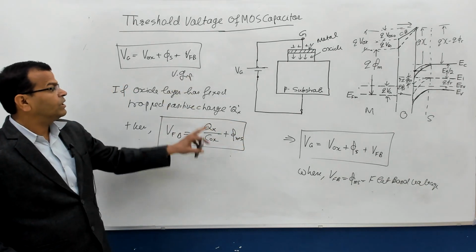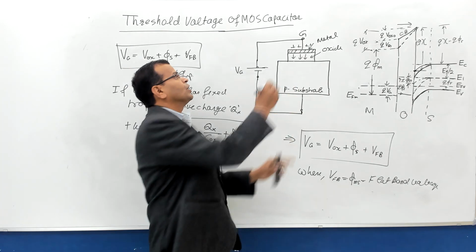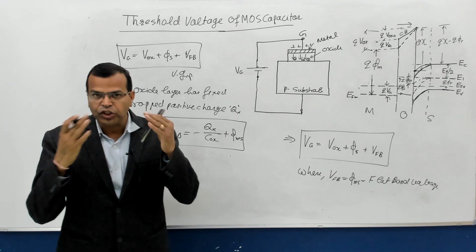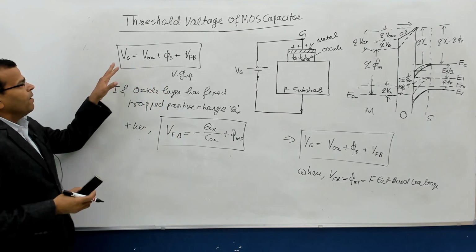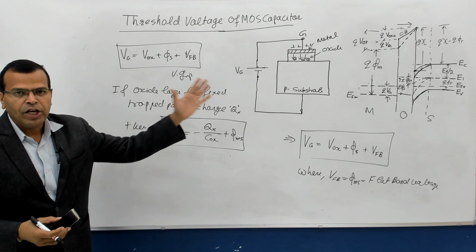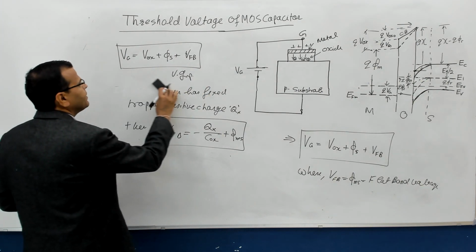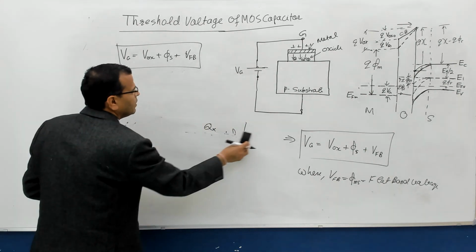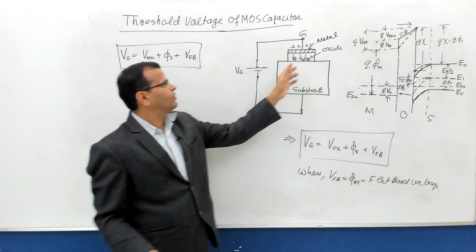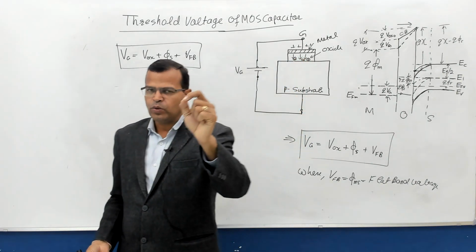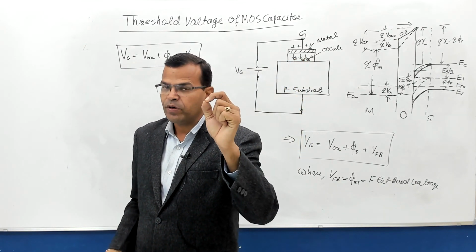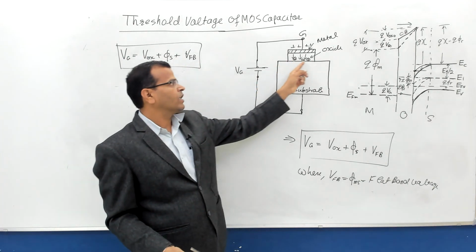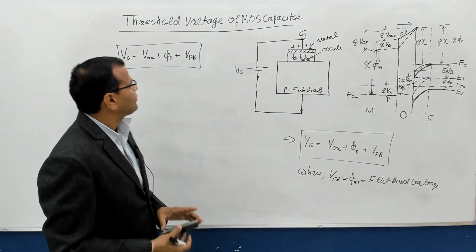So this flat band voltage may change if there is charge trapped in the oxide layer, but the expression of gate voltage will remain the same, right? So here there are some points to be remembered. The positive trapped charges in this oxide layer result in a change in flat band voltage. The flat band voltage becomes more negative because of the positive charges stored in the oxide layer.